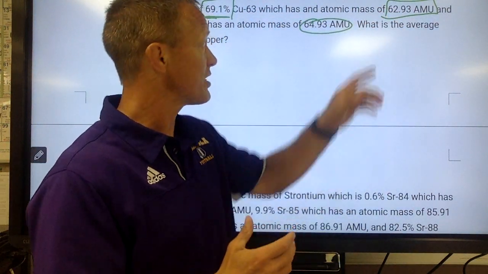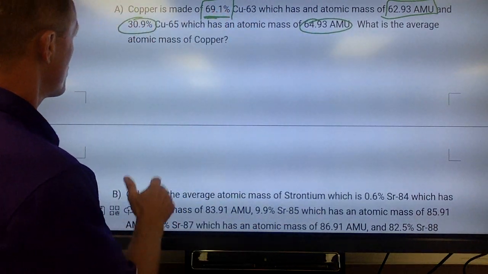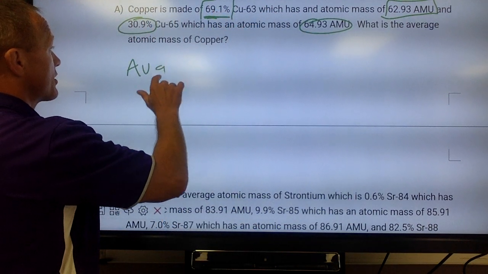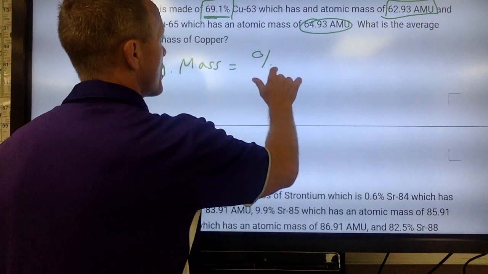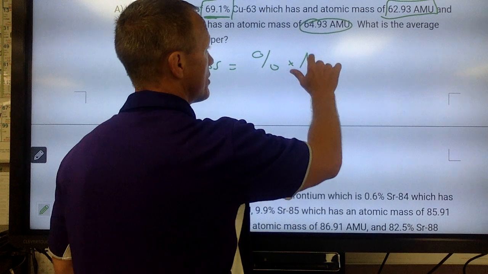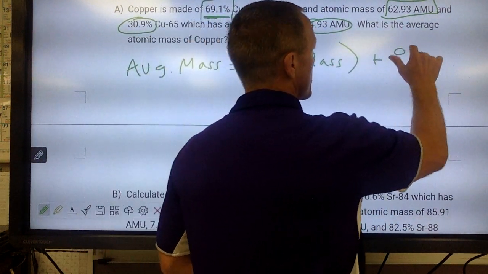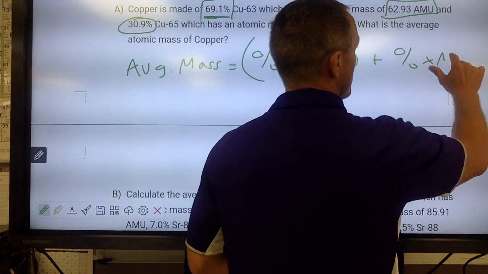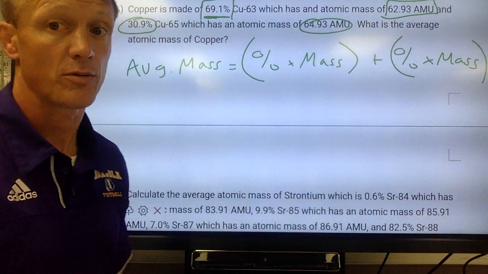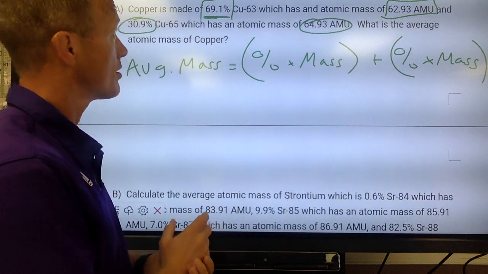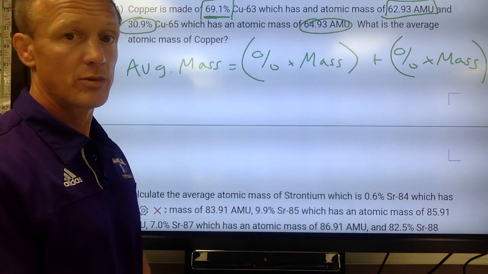Now, it's hard to find. We can't just add these together and divide by 2, because there are a lot more atoms that weigh this. So if we're finding the average atomic mass, the average mass of all the coppers, we have to take the percent of one isotope times the mass in AMUs, plus the percent of another isotope times the mass in AMUs. There might be more than 2 isotopes; there might be 3 or 4 or 5 isotopes. And our percent needs to be as a decimal.